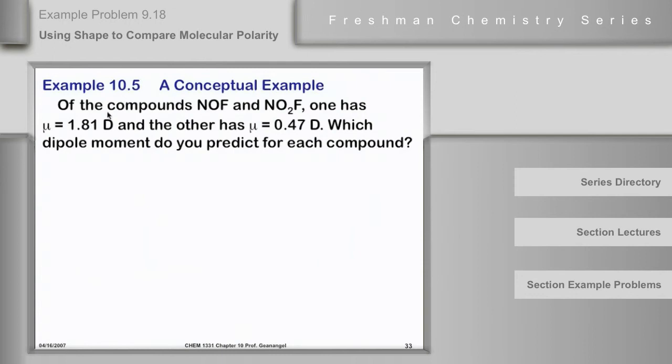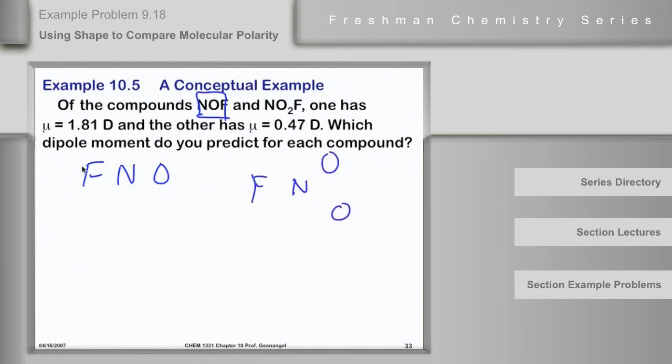So let's look at NOF to start with here. What will be the center atom in NOF? Which has the lowest electronegativity, nitrogen, oxygen, or fluorine? It's nitrogen, isn't it? So we have nitrogen, and we'll put fluorine over here and oxygen over there. Now, NO2F, nitrogen's also the lowest electronegativity atom there, so we'll put an oxygen and a fluorine.